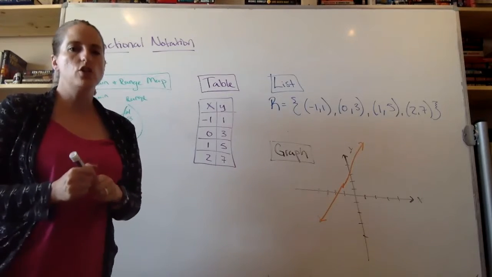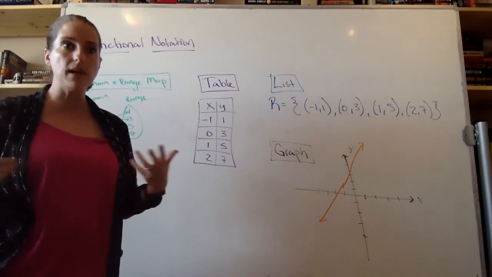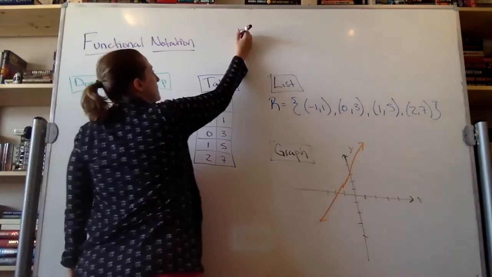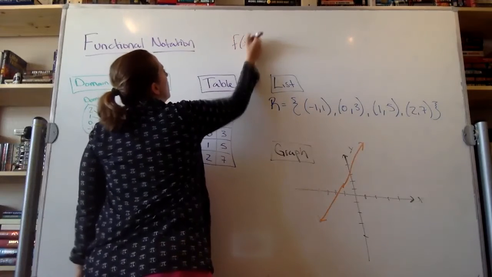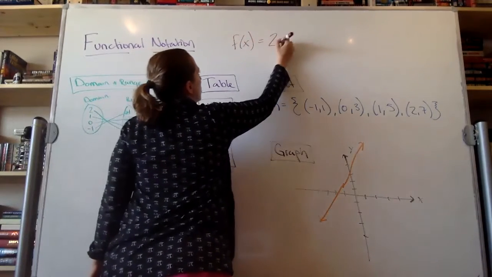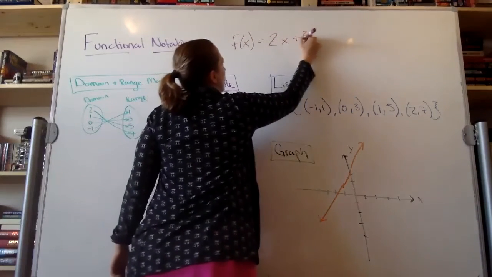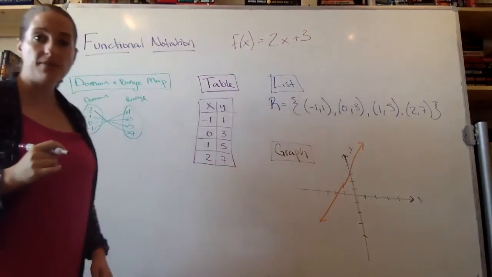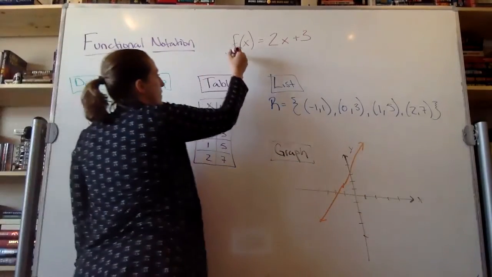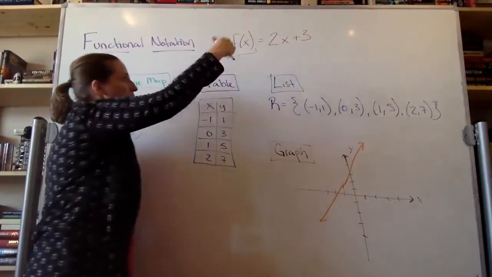Functional notation is a shorthand way of describing a function. So you've probably seen something like this before. So for example, f of x equals 2x plus 3. This is an example of functional notation. And in particular, this is the part that makes this functional notation.